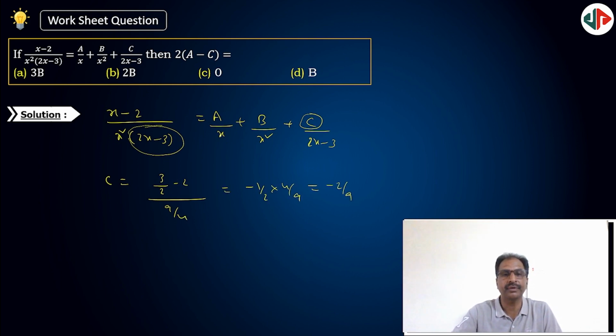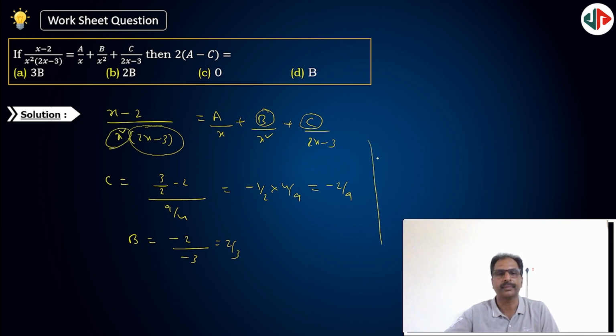Next step, whenever we have a repeated factor, for the highest power of x the constant can be calculated. B can be calculated by equating x to 0. So put x is equal to 0 except here. So minus 2 by minus 3 we will get. That is 2 by 3.